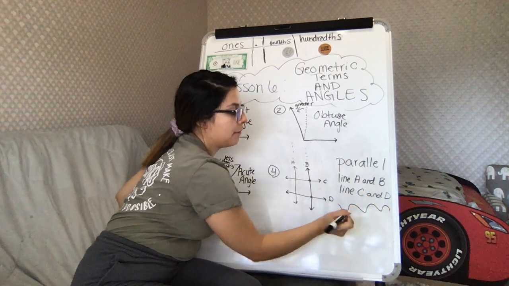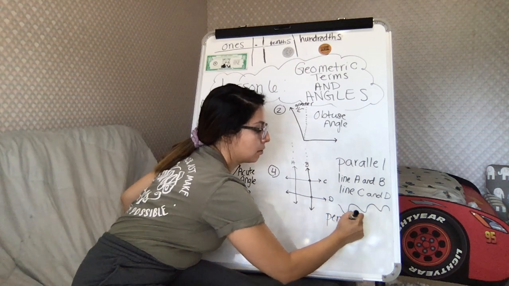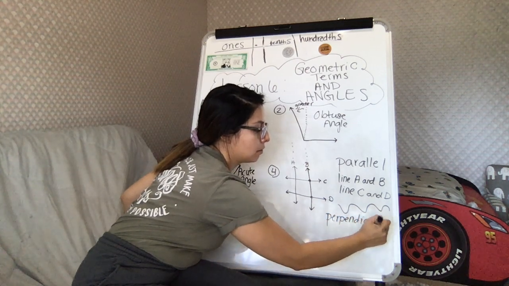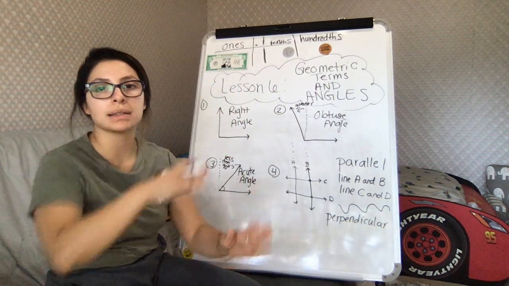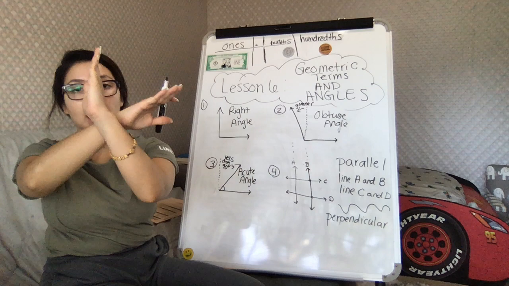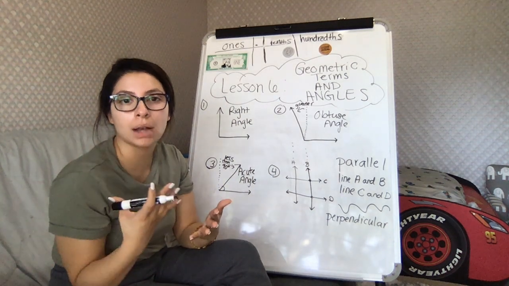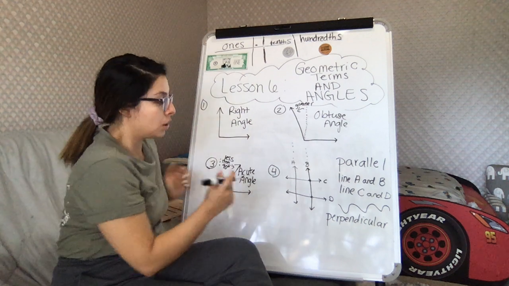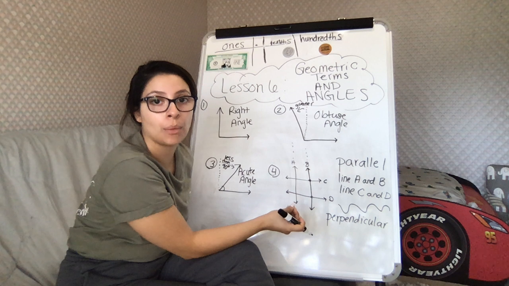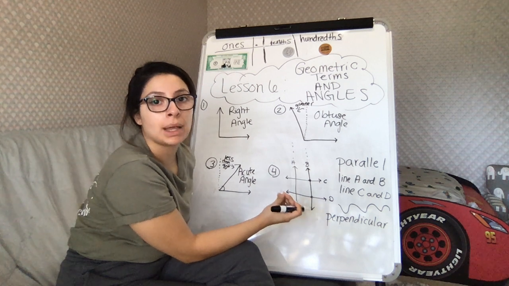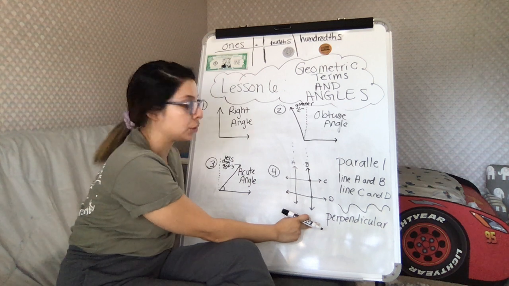Now, what if I wanted to say perpendicular? Remember, perpendicular lines, I like to think of them as a cross. They have to make right angles. So if you look, they intersect at one point. That means they touch at one point, but they need to make right angles for it to be perpendicular. So which lines are perpendicular to another?